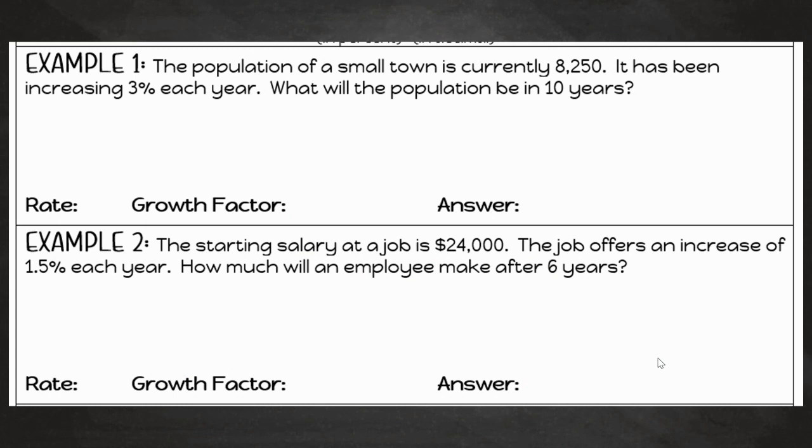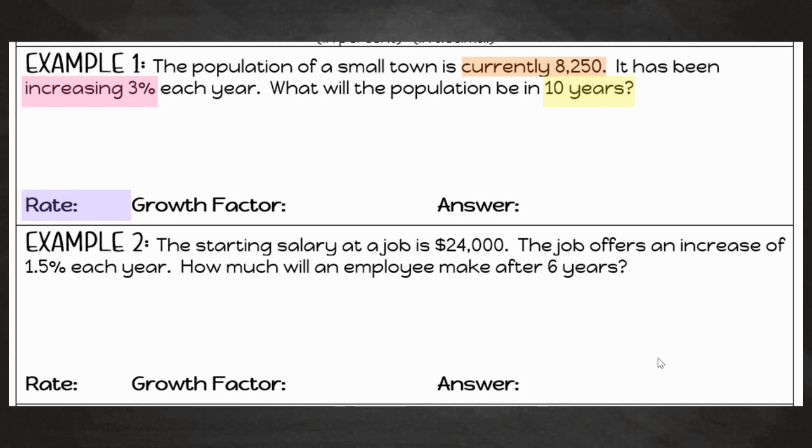All right. So in our first example, the population of a small town is currently 8,250. So that's our initial amount. It has been increasing by 3%. So that's our clue that we're talking about growth. What will the population be in 10 years? Well, 10 years is going to be our t, our time. Okay. So what's our rate?